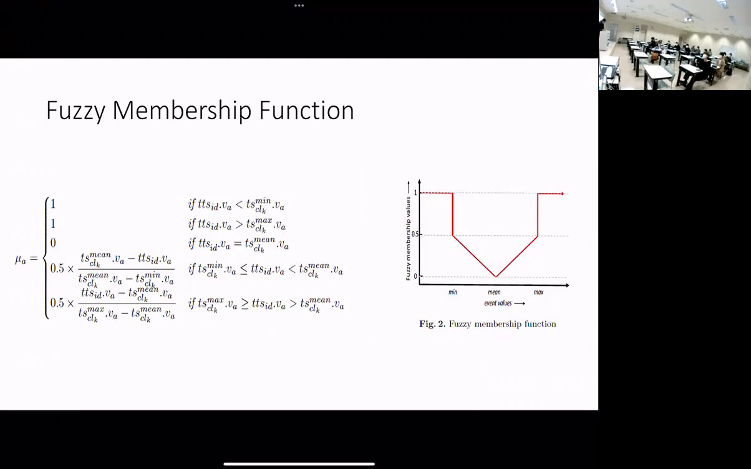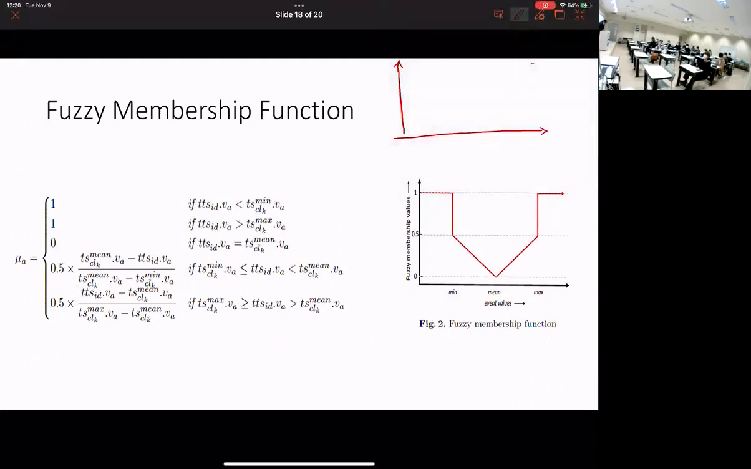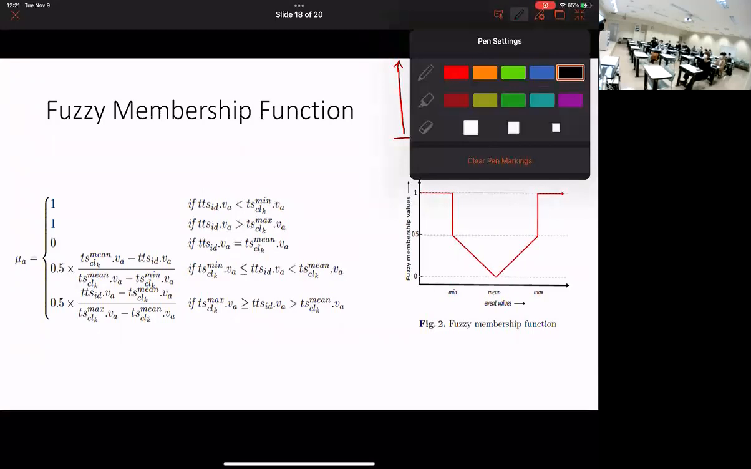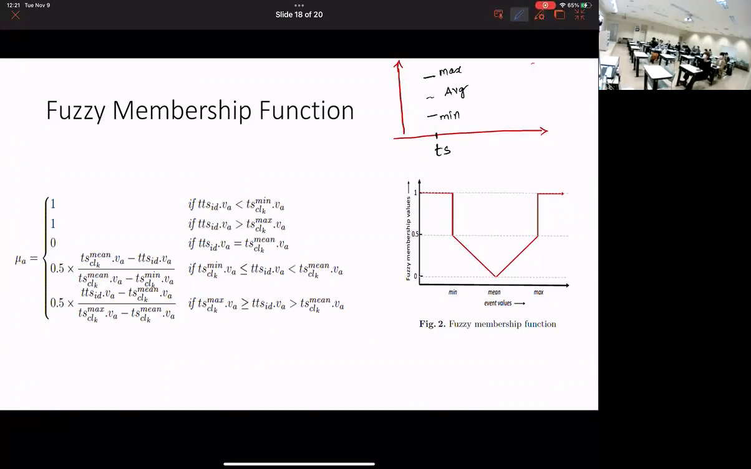So what is the fuzzy distance? Let us assume this is the one. At a particular timestamp Ts, I know the maximum, I know the minimum, and I know the average. Now, the test case at the timestamp can sometimes be above maximum, below minimum, or in between minimum and maximum, like this.